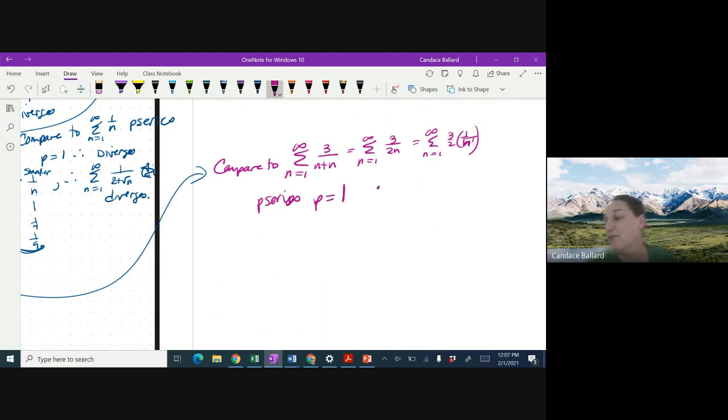All right, so it diverges. Therefore, it diverges, which means I now need to compare, right?